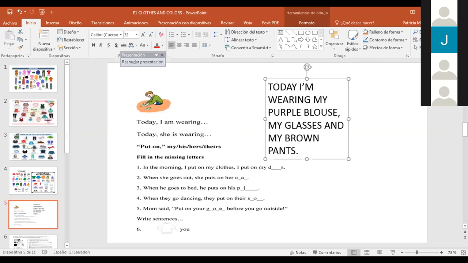La perdimos, Teresa. Sí, me escuchan. Sí, ahora sí. Dijo: today I'm wearing my black blouse. Okay, Teresa, could you repeat that again? Blouse. Okay.